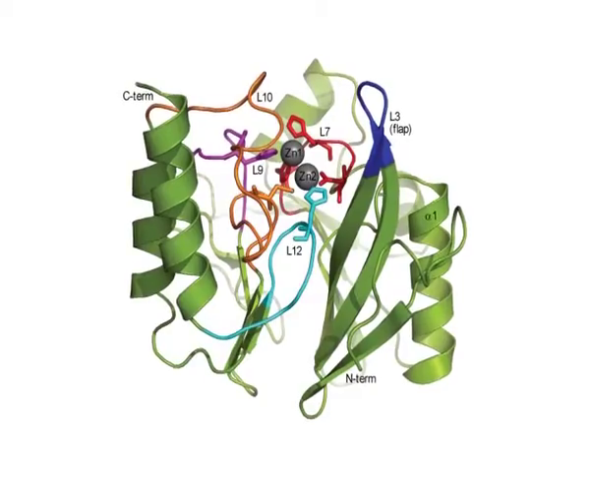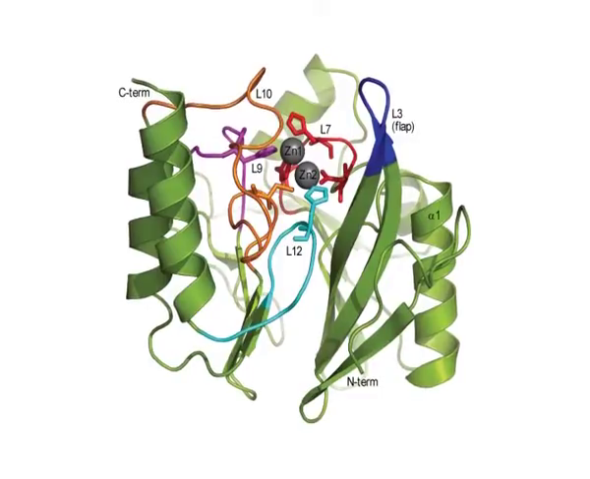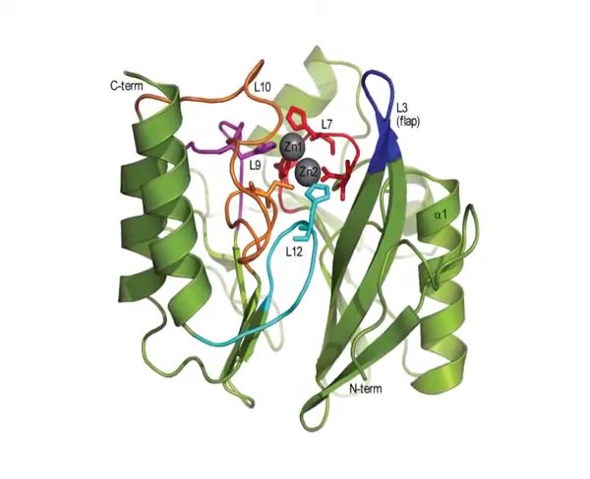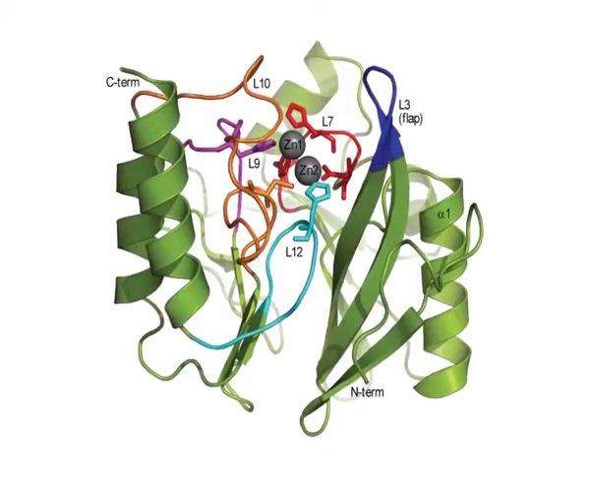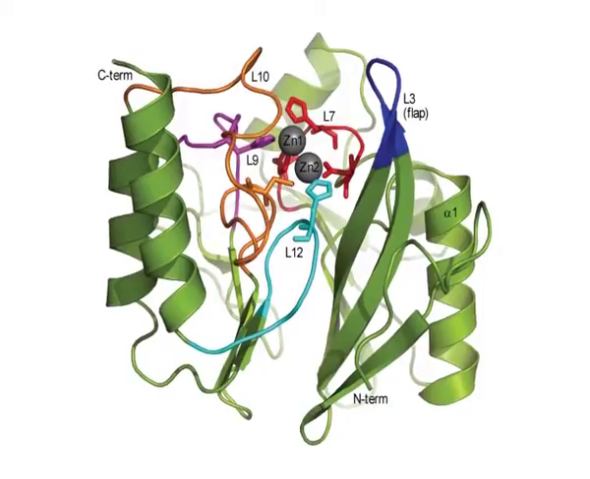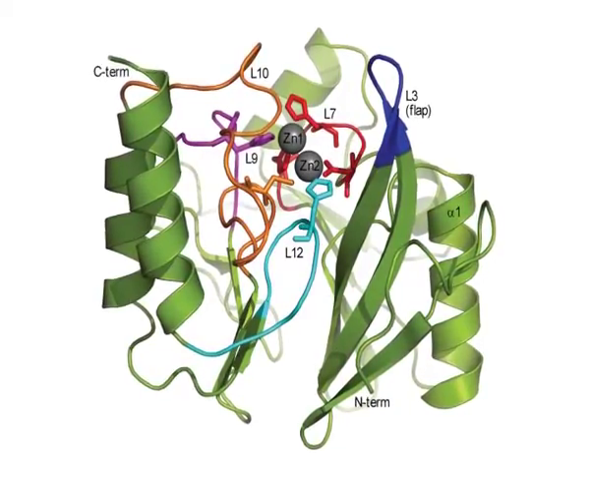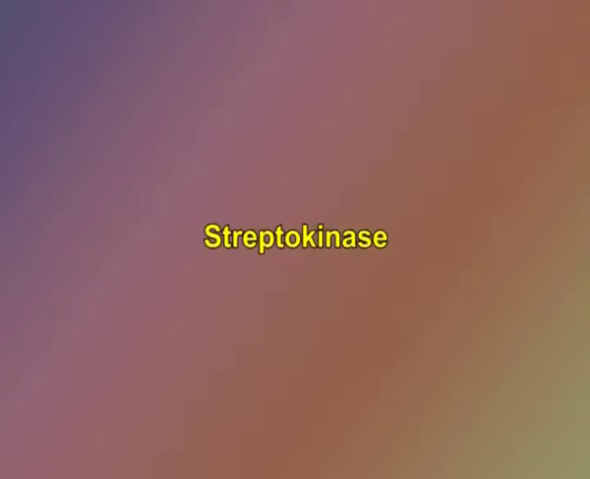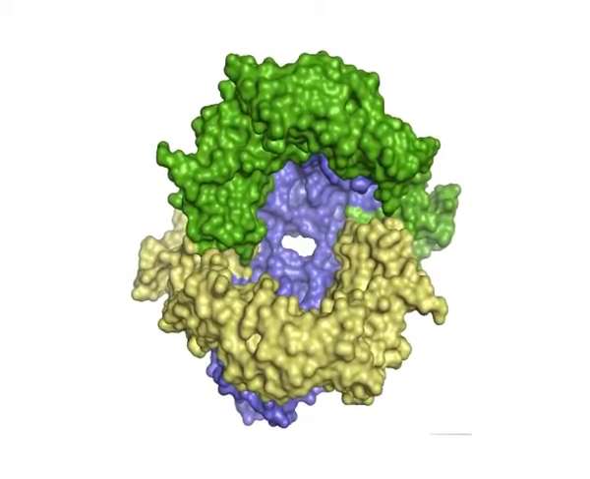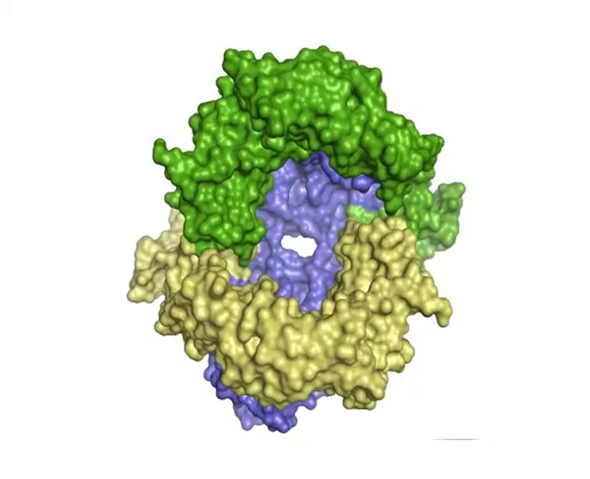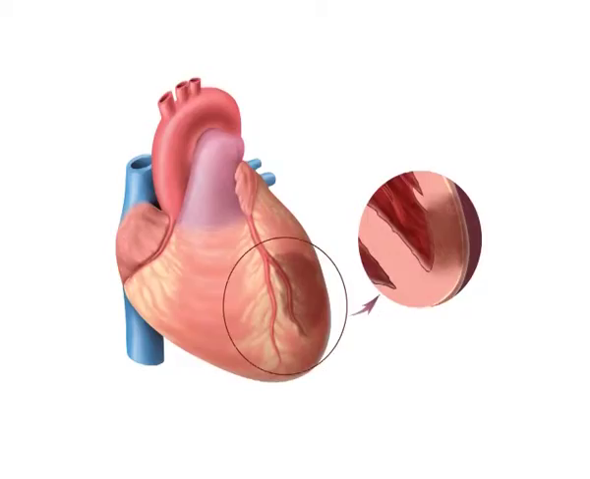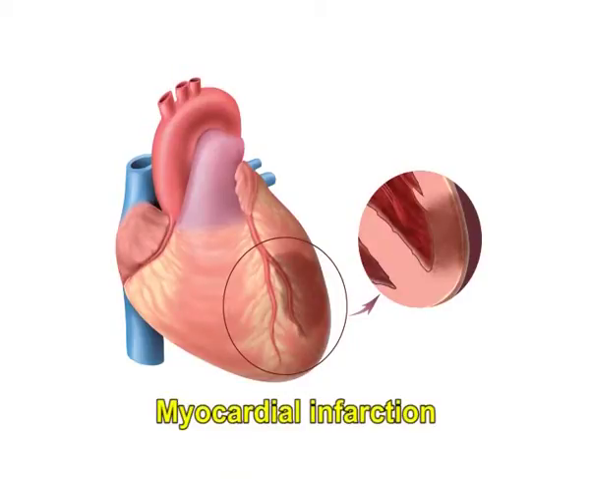Detection. Beta-lactamase enzymatic activity can be detected using nitrocefin, a chromogenic cephalosporin substrate which changes color from yellow to red upon beta-lactamase mediated hydrolysis. Now coming on to our next enzyme, which is streptokinase. Streptokinase or SK is a medication and enzyme. As a medication, it is used to break down clots in some cases of myocardial infarction, that is heart attack.